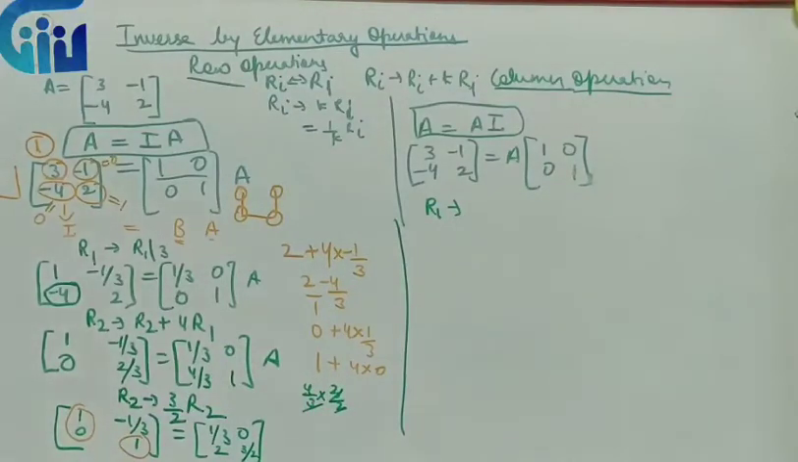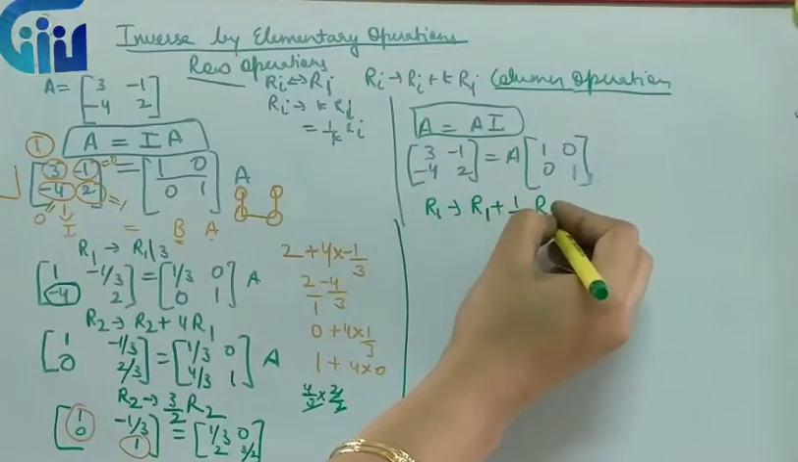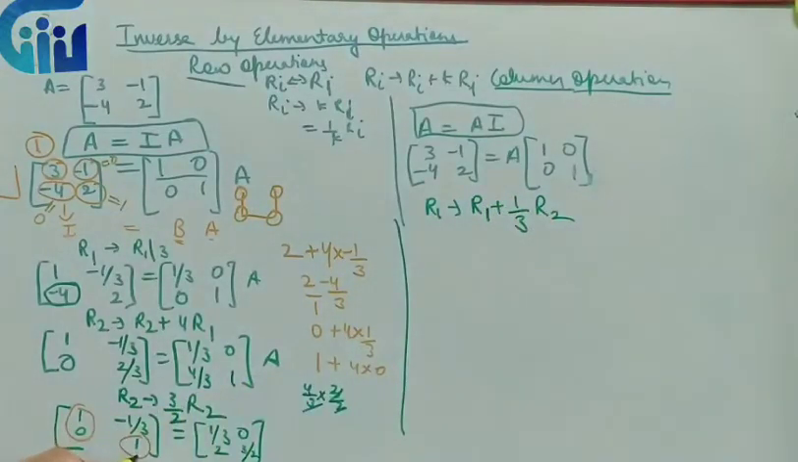I cannot add plus 1 by 3 alone, so it has to be with respect to some row. So I will write it as R1 plus 1 by 3 of R2. I will multiply this by 1 by 3 and add to it. So this will have no effect on the other element.